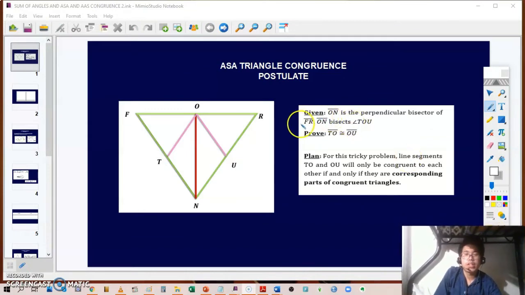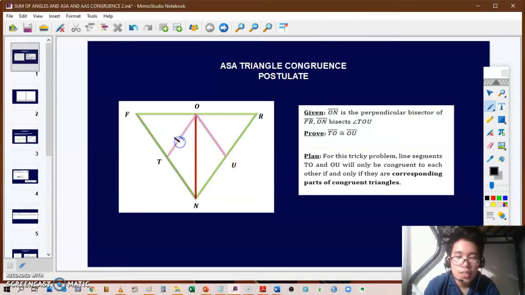here. So we're given here a big triangle FRN, and it has 4 triangles inside of it. So it has triangles FOT, ROU, TON, and UON. Given that ON, line segment ON, is the perpendicular bisector of FR, and ON also bisects angle TOU, we need to prove that these two line segments, TO and OU, are congruent.